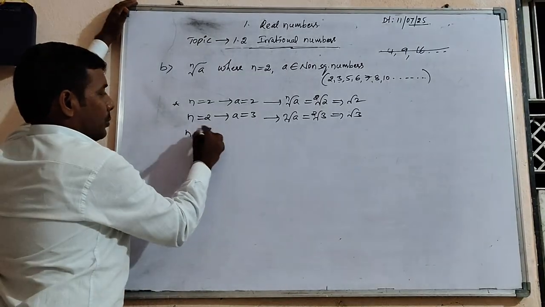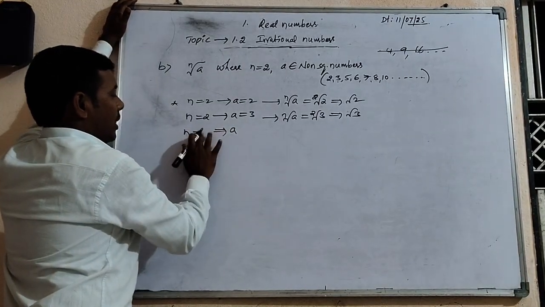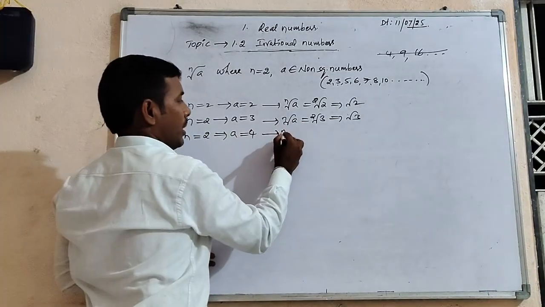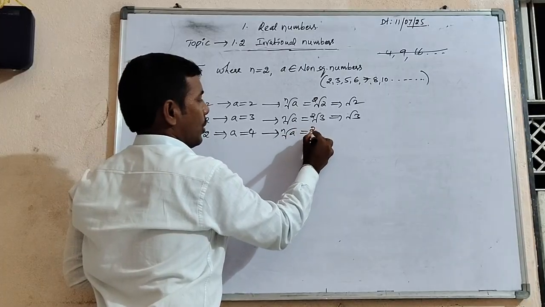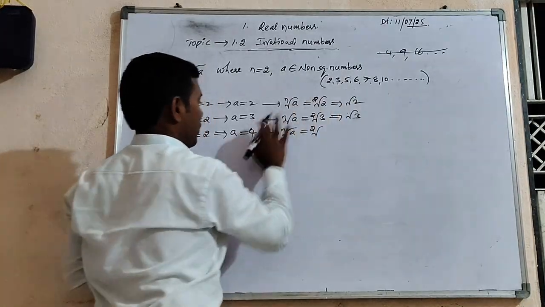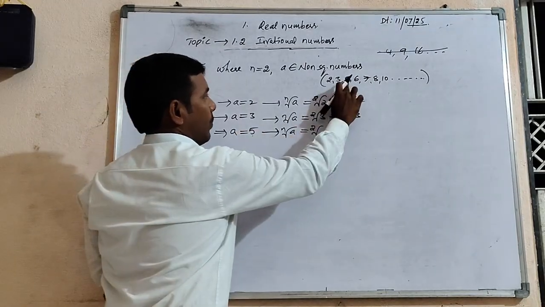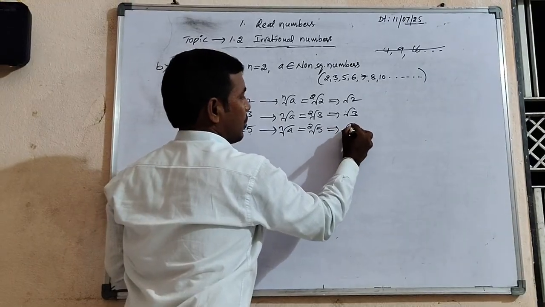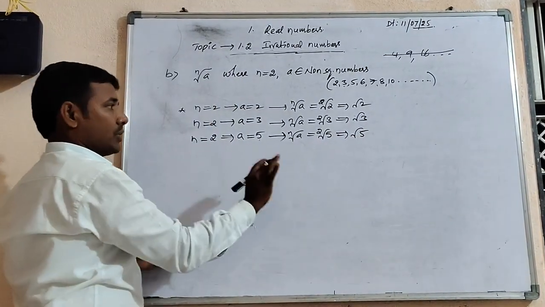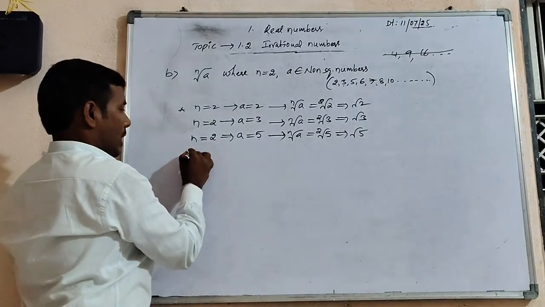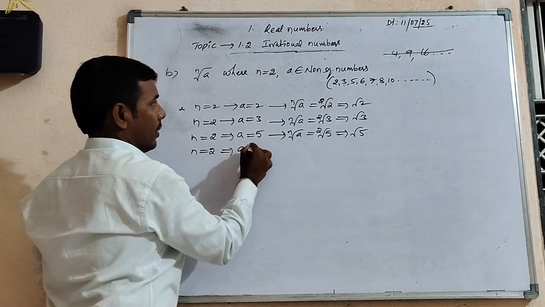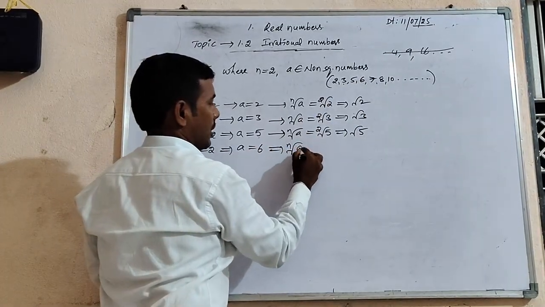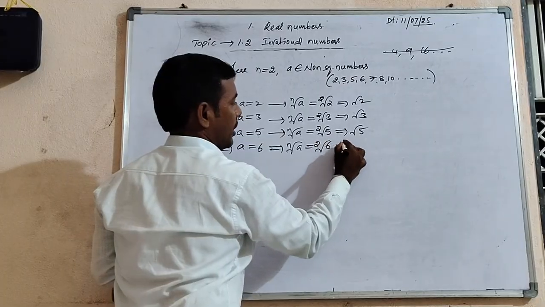Suppose n value 2, A value 3, 3 is already over, next 4. Then what will happen? Nth root of A, now square root of 4. So 4 is not well. Not 4, take 5. Why? Because 5 is a non-square number. So 5 can be written as square root of 5. Last one, I think you got it very clearly. n value 2, A value, let us take the next non-square number, that is 6. Substituting that, square root of 6.